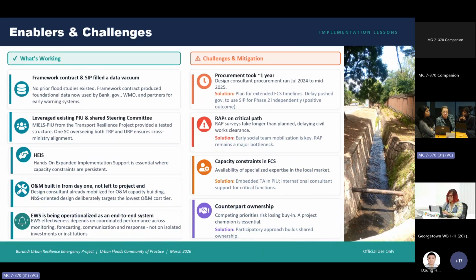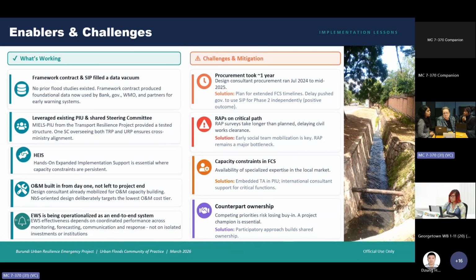We also leveraged an existing PIU and shared steering committee, which provides institutional continuity and enables alignment across ministries with overlapping mandates. The project benefited, of course, from hands-on expanded implementation support that was essential in preparing the terms of reference for the recruitment of the design consultant to undertake the feasibility studies and detailed designs. And of course, O&M, often mentioned as the elephant in the room, has been built in from the start of the project, with design choices already targeting reduced long-term maintenance requirements.